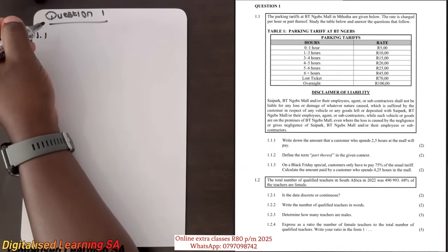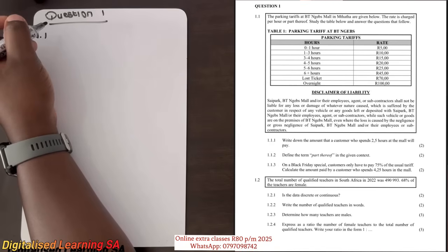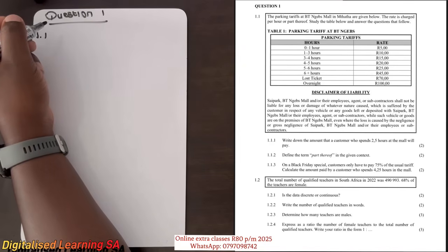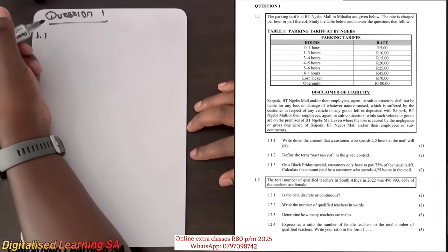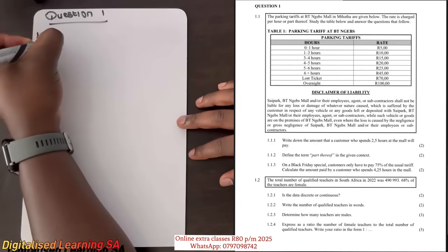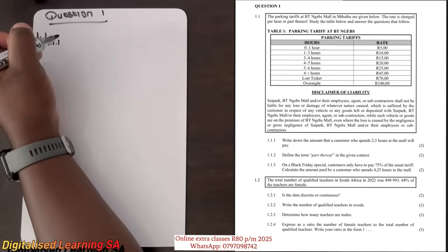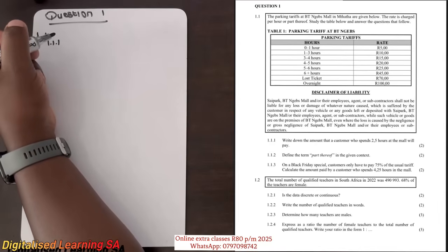So we are told that the parking tariffs at BT Gabs Mall in Mthatha are given below. The rate is charged per hour or part thereof. Study the table below and answer the questions that follow. We are given Table 1, which is the parking tariff at BT Gabs. We can see that we have two columns: the hours column and the rate column, and the rate column just represents the price.